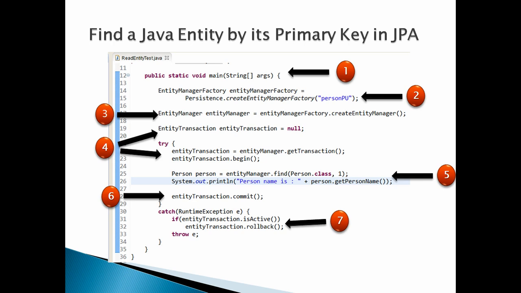Moving ahead. Number 6, call the EntityTransaction method commit, to commit the particular transaction of read. Moving ahead. Number 7, if any runtime exception occurs, we first check whether the current transaction is active or not. EntityTransaction has a method by the name isActive. If the method returns true, we have to roll back the transaction, by calling the EntityTransaction method rollback. Finally, we throw that runtime exception to the JVM to handle.